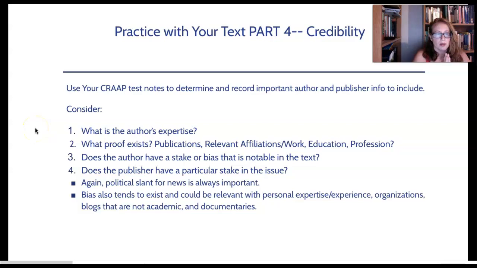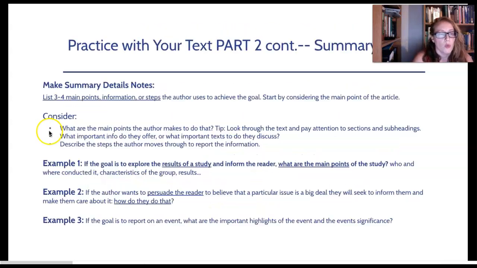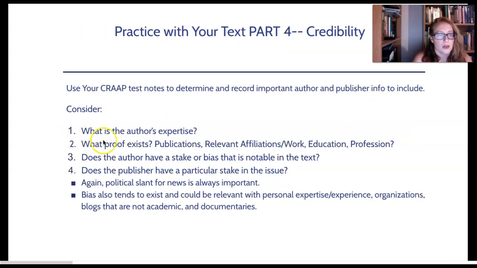Last, part 4 is credibility, using those CRAP test notes. And again, to get the author information like publications, you have to research the source. You have to look up the author, find information about them, stuff like that. What is the author's expertise? Again, these are the questions we went over earlier. What proof exists for their expertise, publications, relevant affiliations, things like that that are important.